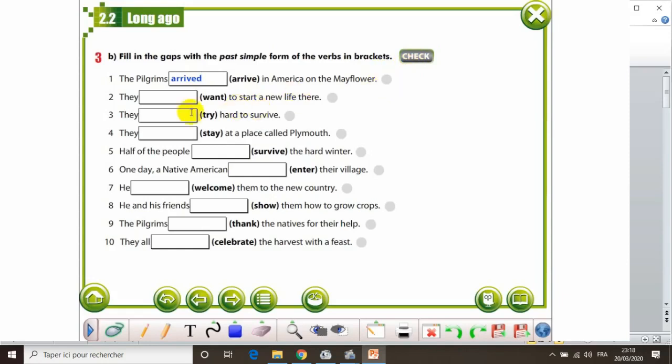Want, try, stay, survive, enter, welcome, show, thank, and celebrate. So you should do this exercise. I think you have it in your textbook, page 31. Page 31, exercise B. Fill in the gaps with the past simple form of the verbs in brackets. When we say in brackets, I think it's clear. We used to do this very often inside the classroom.